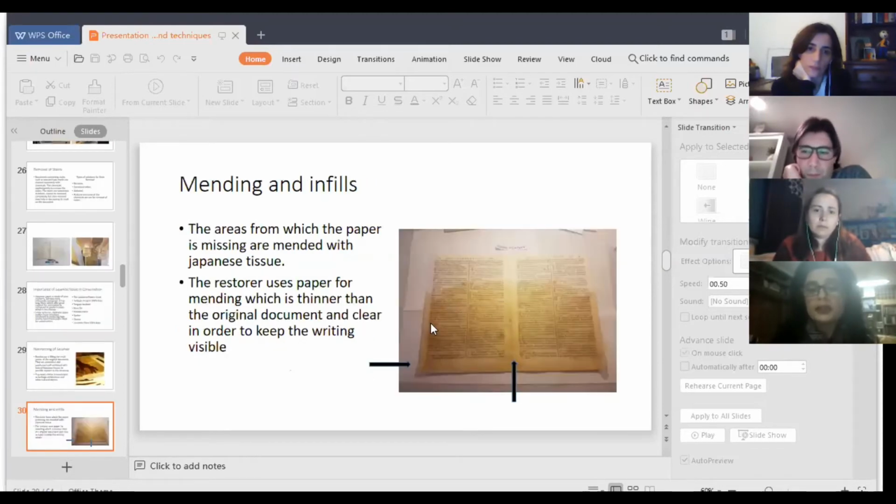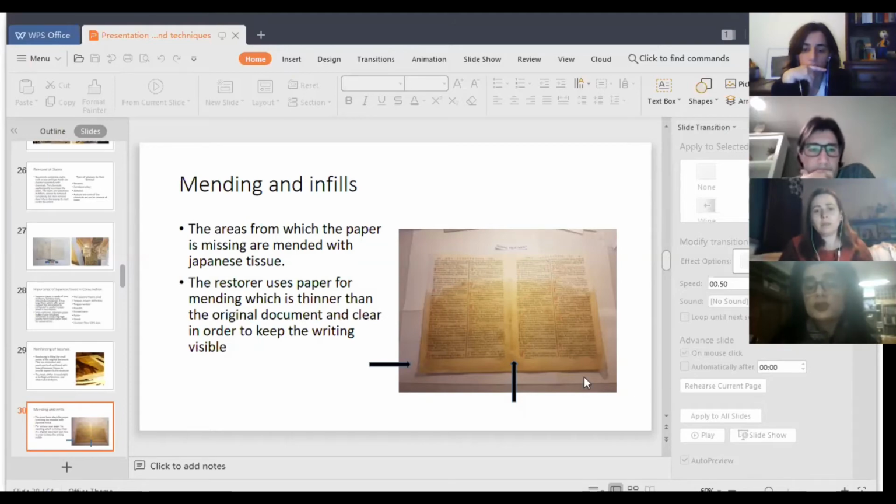This is another method of infilling lacunae, that is mending and infills. This is applicable to areas where the paper is gone completely. As you can see here where I'm pointing my cursor, these were holes in the document that occurred due to the thread and the sewing. There were these perforations on the sides, probably due to recurrent handling of the document. They were covered and infilled with the help of Japanese tissue.